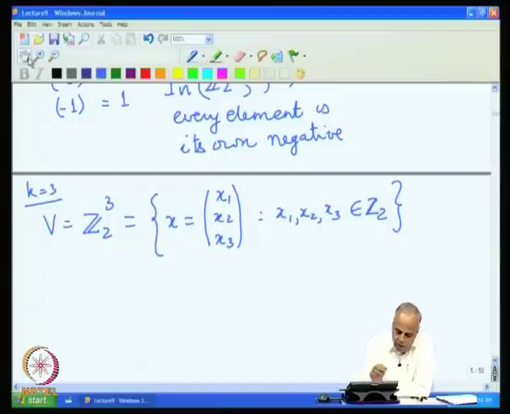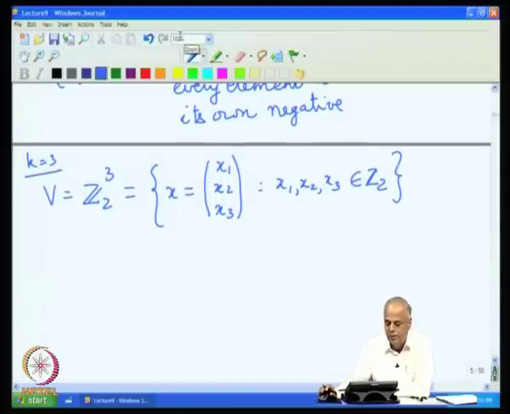So, there are two choices for x 1, namely 0 and 1, and for every choice of x 1 there are two choices for x 2, namely 0 and 1, and for every choice of x 1 and x 2 there are two choices of x 3, namely 0 and 1. So, there are totally 2 into 2 into 2, 8 possibilities. So, there are only 8 elements or 8 vectors in this collection V. What are these 8 vectors?